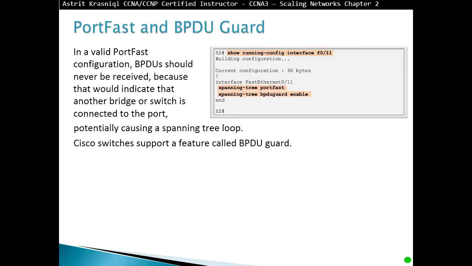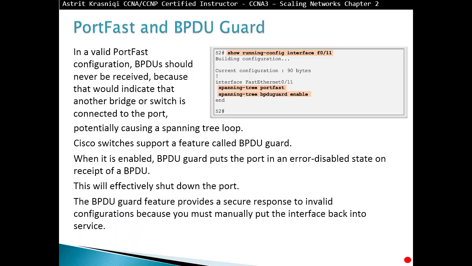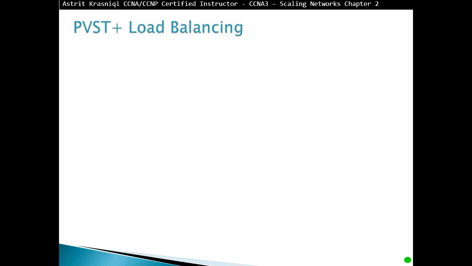Cisco switches support a feature called BPDU guard. When it is enabled, the BPDU guard puts the port in error-disabled state on receipt of BPDUs. This will effectively shut down the port. The BPDU guard feature provides a secure response to invalid configuration, because you must manually put the interface back into service.